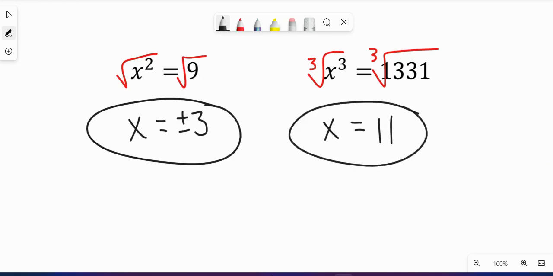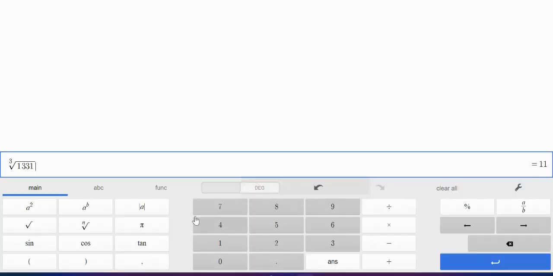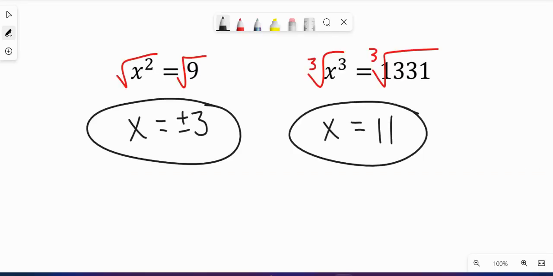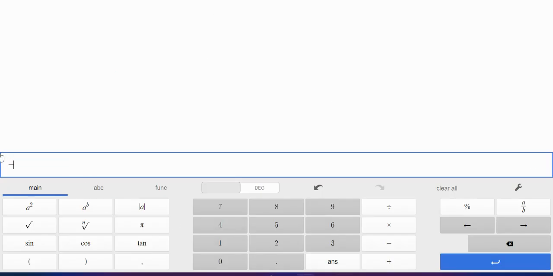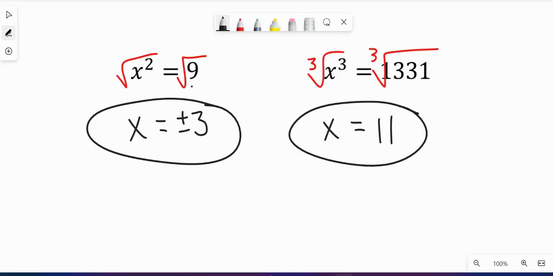Because if it was -11, let's say hypothetically, if we could have had -11, we would do -11 times -11 times -11. That's -1331. As opposed to the square, right? If I did -3 times -3, that's going to be +9. So when you do the square root, you get two different answers. Cube root is just going to be either positive or negative. So just be aware of that.